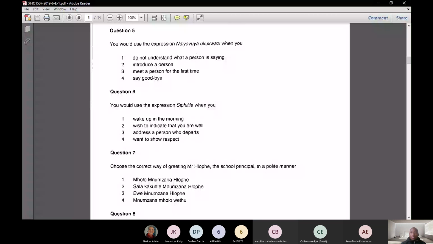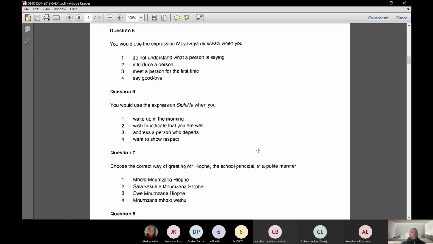All right. So I was saying, if you're introducing someone in isiXhosa, you will say the English version first. Jennifer, this is John. In isiXhosa, you say Jennifer, lona ngu John. Meaning I'm introducing John to Jennifer. But if I'm saying it's nice meeting you, I say ndiyavuya ukukwazi. Meaning John will say that to Jennifer, but not the person introducing the other person. So the correct answer is number 3.